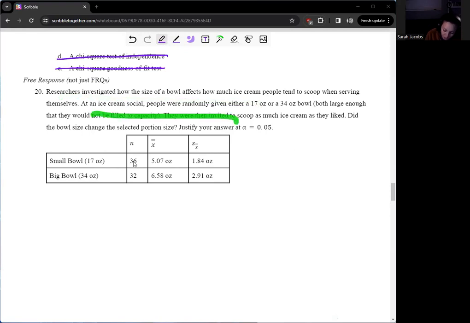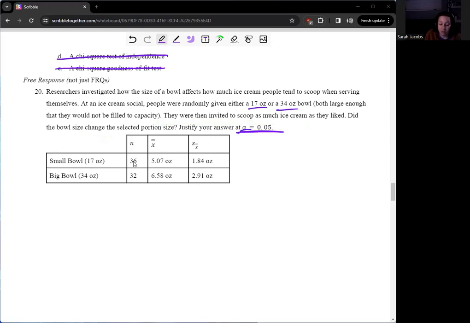At an ice cream social, people were randomly given either a 17-ounce or a 34-ounce bowl, both large enough that they would not be filled to capacity. That's what they think. They were then invited to scoop as much ice cream as they liked into their bowl. Did the bowl size change the selected portion size? Justify your answer at a significance level of 0.05.